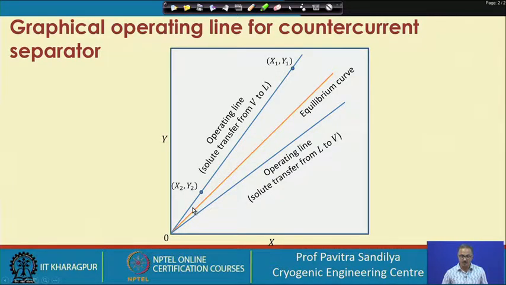First, we put this particular line as the equilibrium curve, and then we can have different types of operating lines depending on the direction of the species transfer.